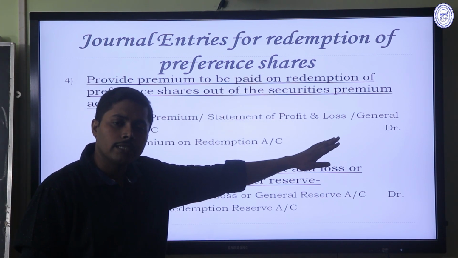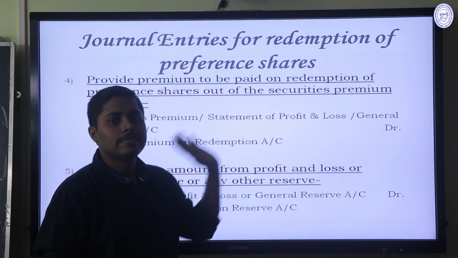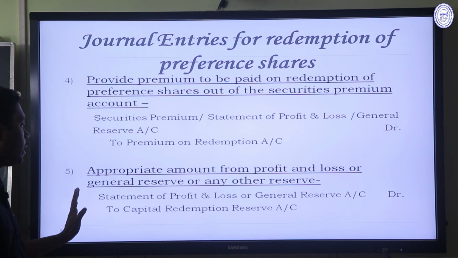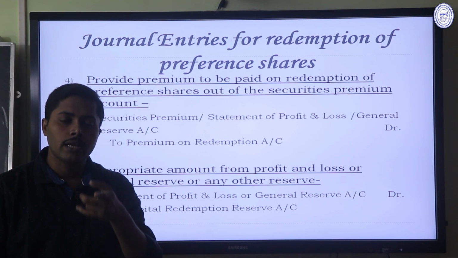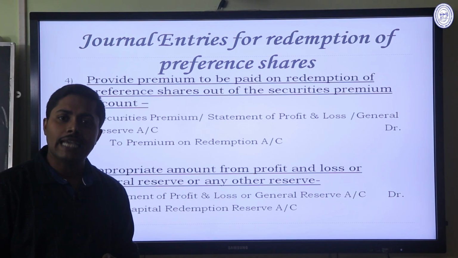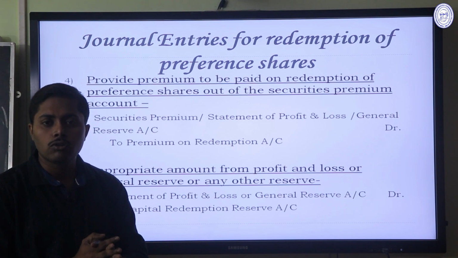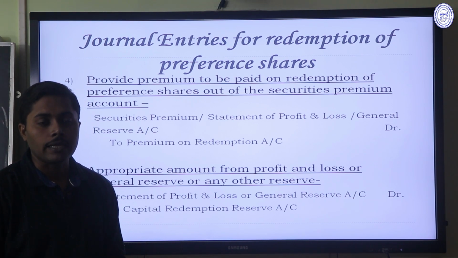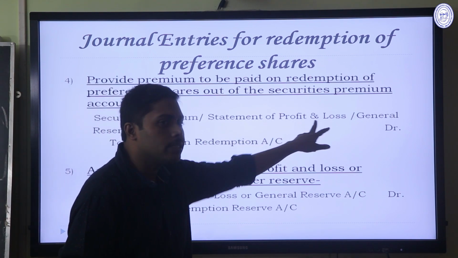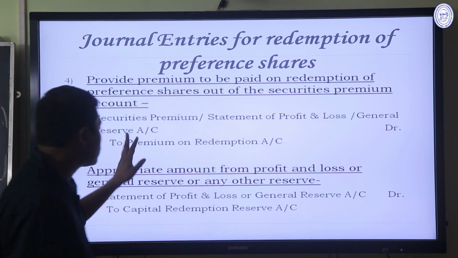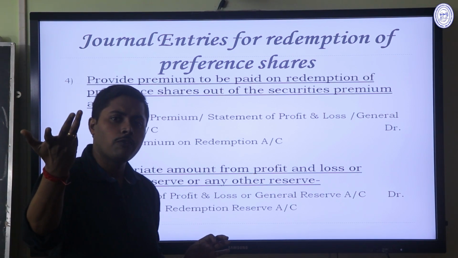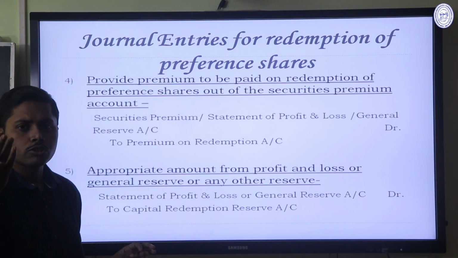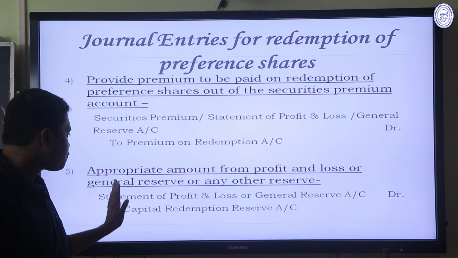If again there is a shortfall, then you will go for general reserve. And the next one, you have to prepare CRR account, capital redemption reserve account, out of your free reserve balance. What does it actually mean by free reserve? Statement of profit and loss and general reserve. And if any reserve is available for distribution of dividend, that will also be known as free reserve.